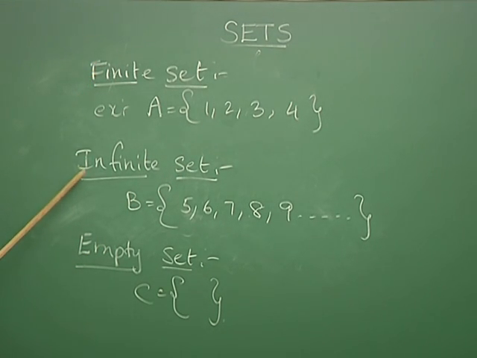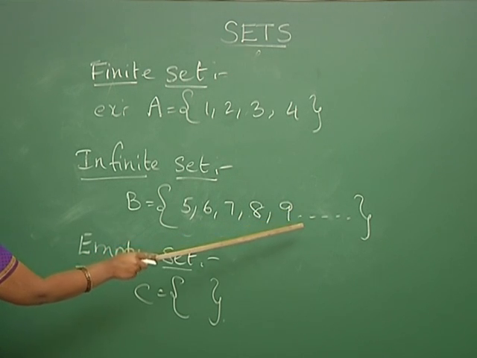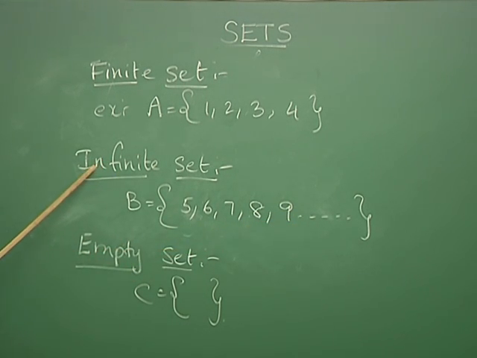Let us take the second one as an infinite set. Take B is equal to set of 5, 6, 7, 8, 9, and so on. In this, we are able to identify only the first element, that is 5. We are unable to identify the last element. So this is called an infinite set. The third one is the empty set. In an empty set, we don't have any elements. Then that set is called an empty set.